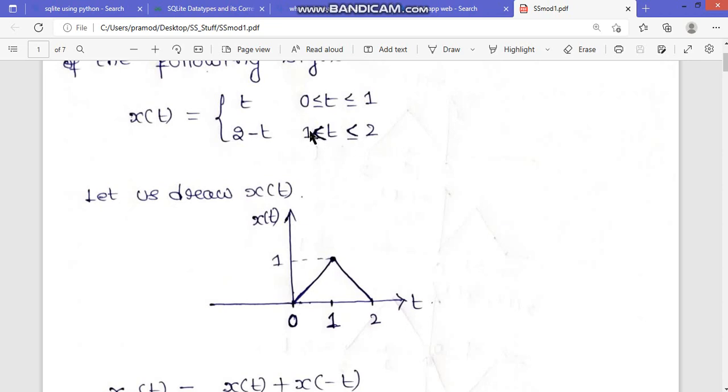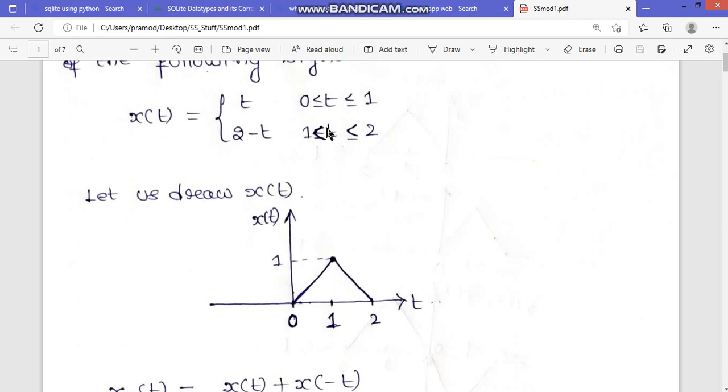So if I give 1.1, what is the value of 2 minus t? 2 minus 1.1, what is the value of that? 0.9, right? So when t is 1.1 your value of x of t is 0.9, like that. When your t value is 1.5, what is the value of 2 minus 1.5? It is 0.5, right? So when your t is 1.5, 0.5 is your 2 minus t value. So you got this plot, right? There is no doubt in that.